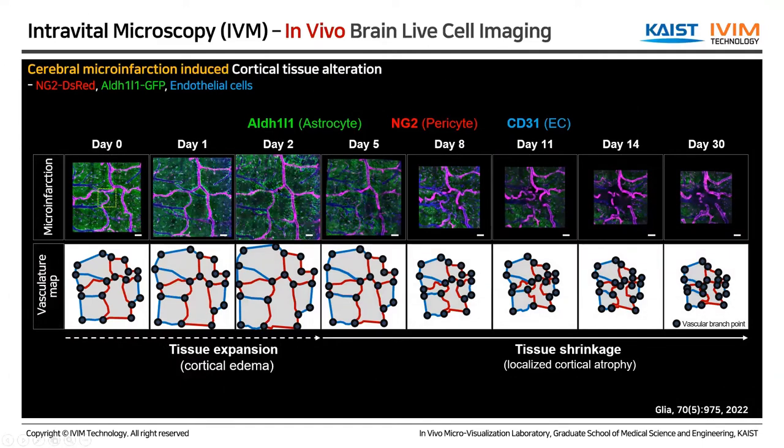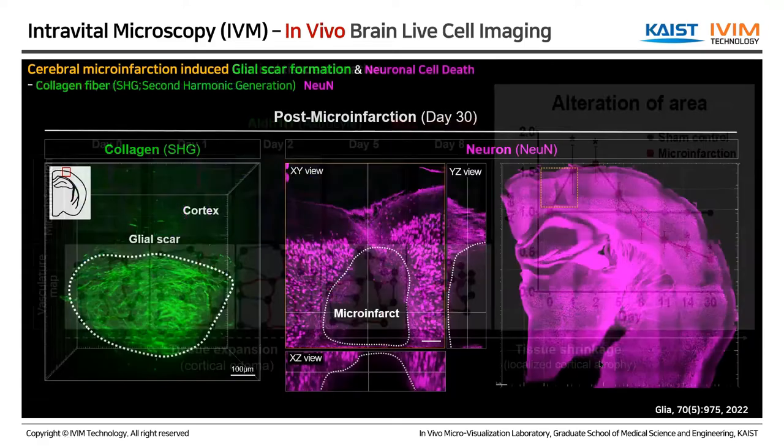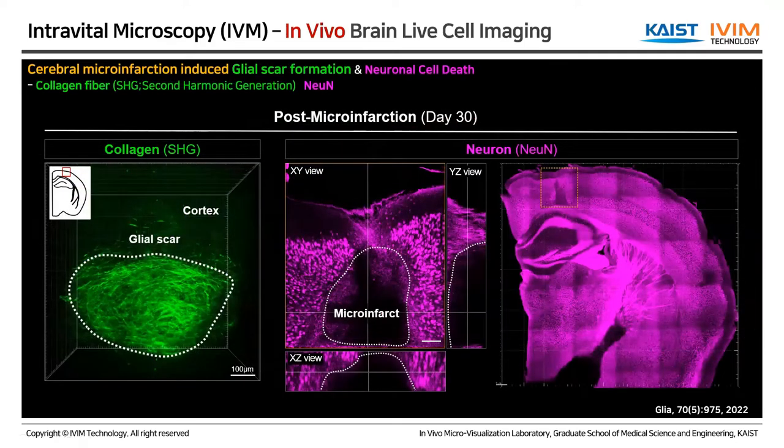So you can see this expansion of the tissue. Basically, it's edema, and then it's recovery. And then tumor cell shrinkage, actually, it's basically localized cortical atrophy. But this is change over time, over 30 days. So you can track the change of the tissue and change of the cell in the brain for more than a month, actually. We stopped at months, but it can be extended even more, like 3 months to 6 months.